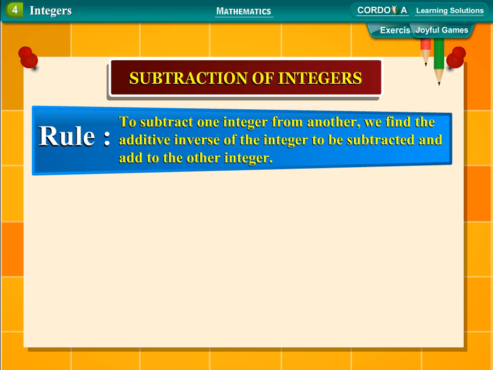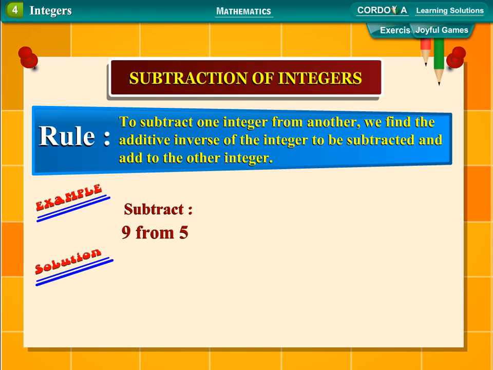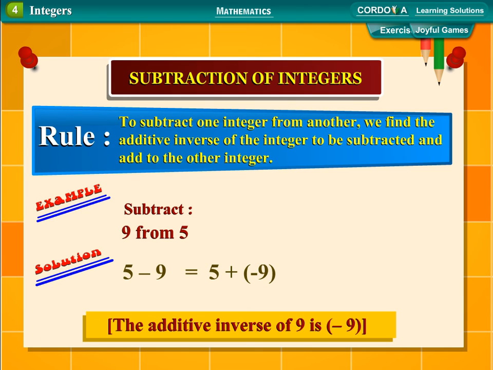Rule: to subtract one integer from another, we find the additive inverse of the integer to be subtracted and add it to the other integer. Example: subtract 9 from 5. Solution: 5 minus 9 is equal to 5 plus minus 9. The additive inverse of 9 is minus 9, which is equal to minus 4.